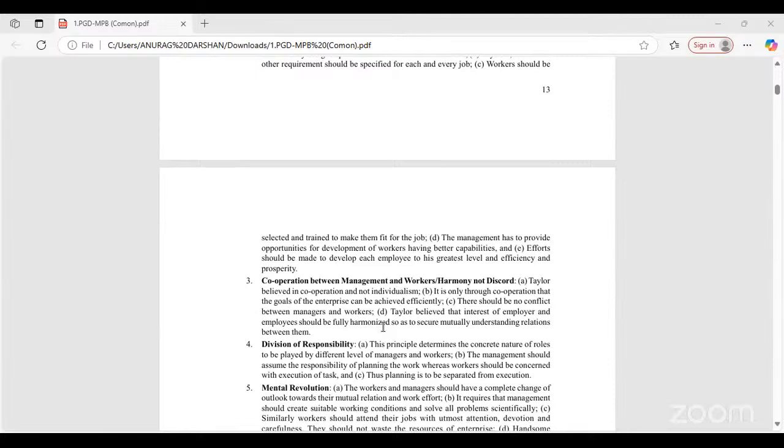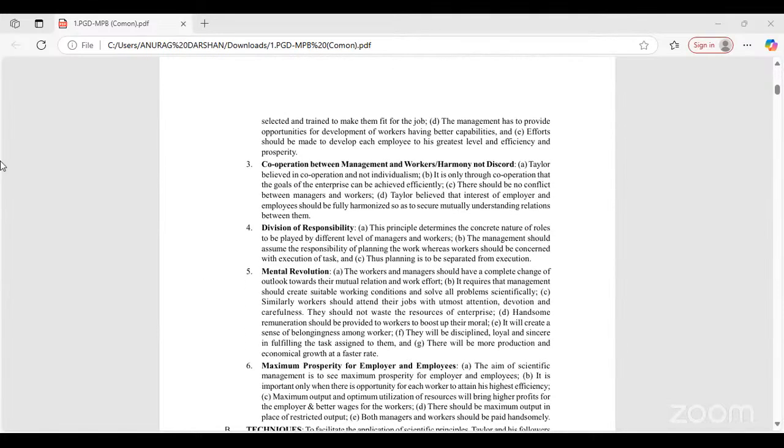So you need to train him according to the requirements of the organization, because all organizations don't work on the same line. Each one of them has its own set of work cultures. So you need to train the worker according to the work culture, and then place him in the right position.